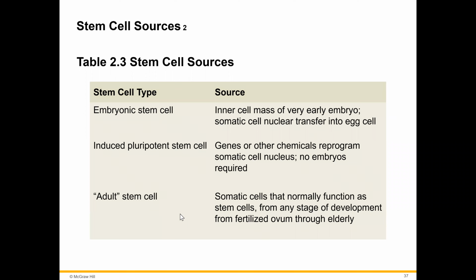So here's the summary. Embryonic stem cells come from the inner cell mass of a very early embryo, or from somatic cells by nuclear transfer into an egg cell. Induced pluripotent stem cells: genes or other chemicals reprogram the somatic cell's nucleus. No embryo required. So that's just a regular cell that was reprogrammed to become a stem cell. And adult stem cells are somatic cells that normally function as stem cells from any stage of development, from fertilized ovum through elderly.